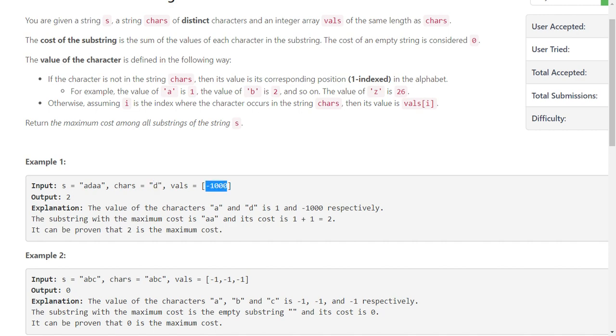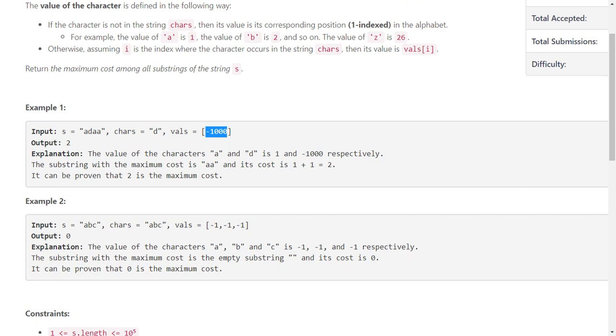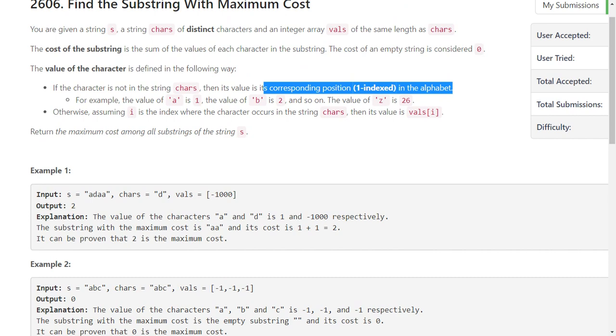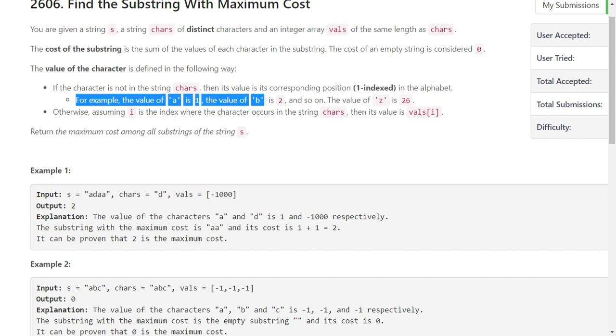For example, D will contribute -1000. Similarly, if B is given, for example, it will contribute corresponding to its index in the vals array, right? It will contribute -1. And suppose the character is not present in the chars array. For example, in this case, A is not present in the character array. So how it will contribute is given here. For example, the value A, that means it will contribute based on its alphabetical order, right?